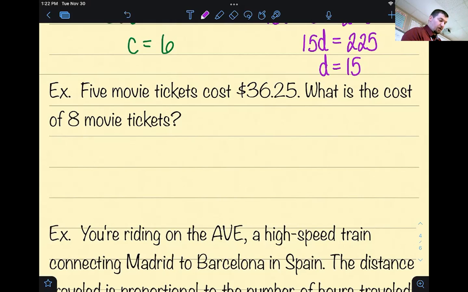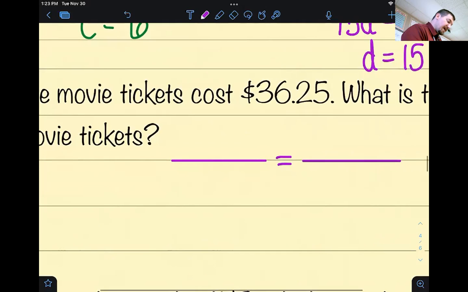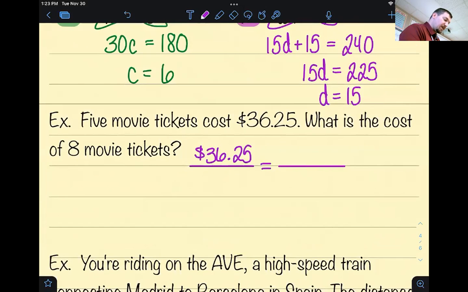So here's what you would do on your quiz. It's going to look like this. The instructions on the quiz are going to say, set up and solve a proportion to find the cost of 8 movie tickets. So the first thing you'd say is, well, you paid $36.25 for how many tickets? 5. So I'm going to write 5.